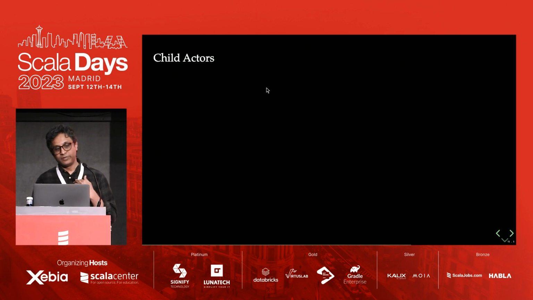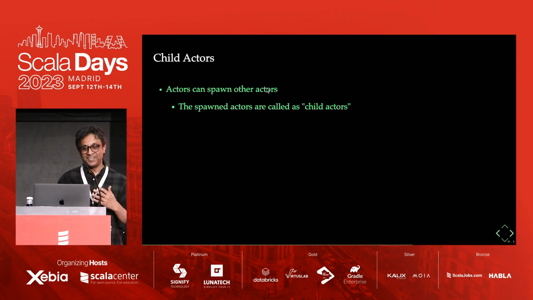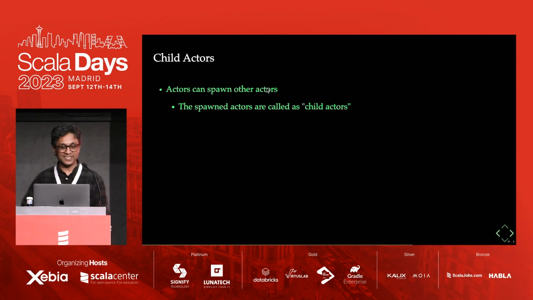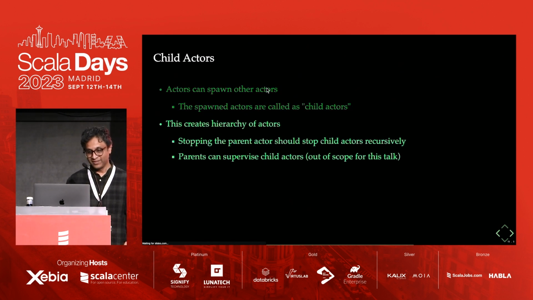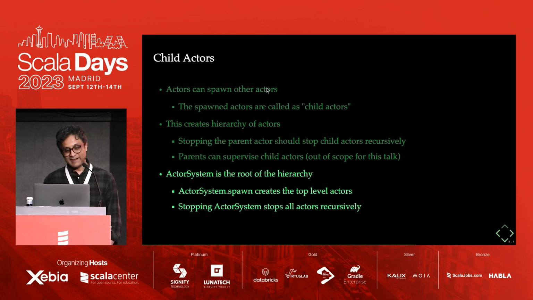All right, so I'll move to child actors. This is if you do need that hierarchy. Actors can spawn other actors, called child actors. That is the key part of the actor. And because of that, there is a hierarchy, right? Parent-child goes on. Stopping the parent actor does the cleanup and stopping of all the actors recursively. And parents can also supervise the child actors, but that is out of scope. We are not going to talk about it.